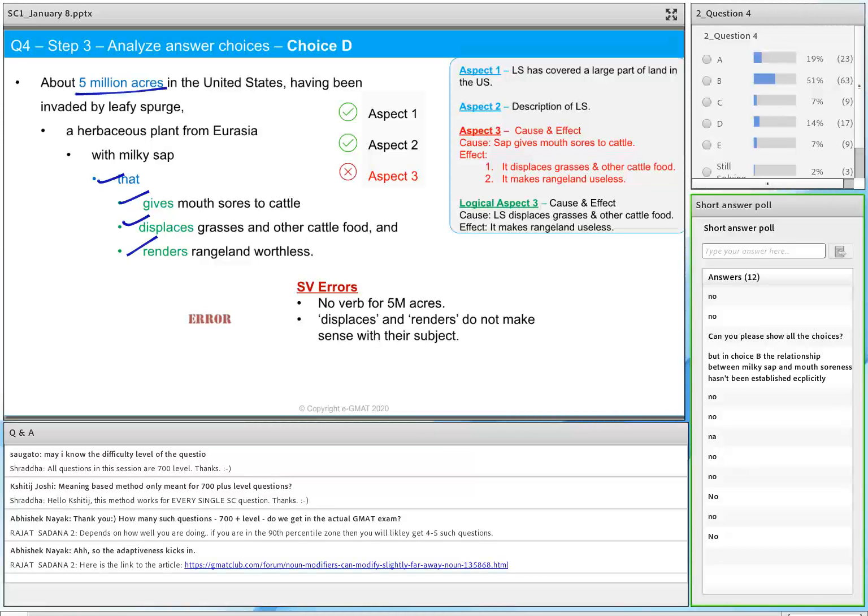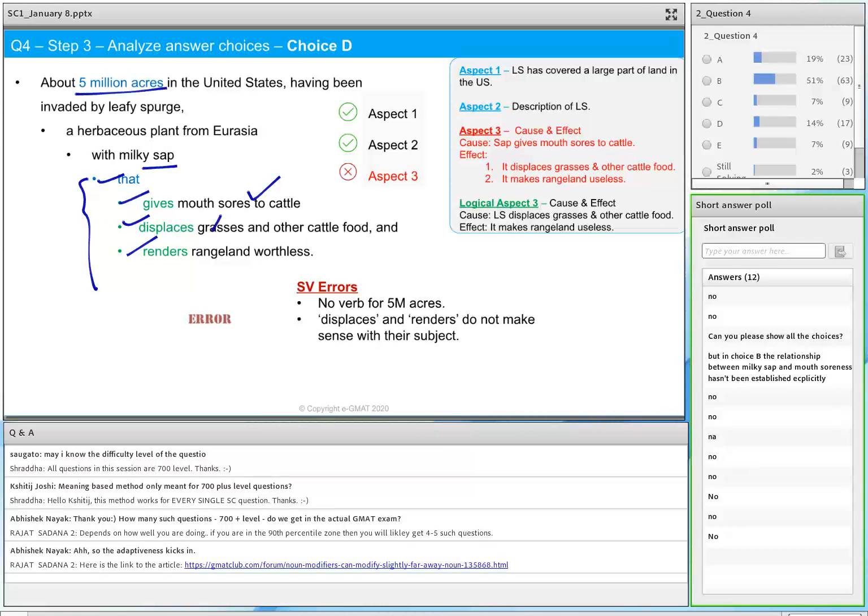The missing verb error, the missing subject error, these are the most blatant errors we can find in SC, and the easiest to identify, the easiest to reject an answer choice on the basis of. Okay, so that's my first error. And then take a look at this part over here. What the sentence is saying is that milky sap gives mouth sores to cattle. Okay, I agree to that. Milky sap displaces grasses and other cattle food?